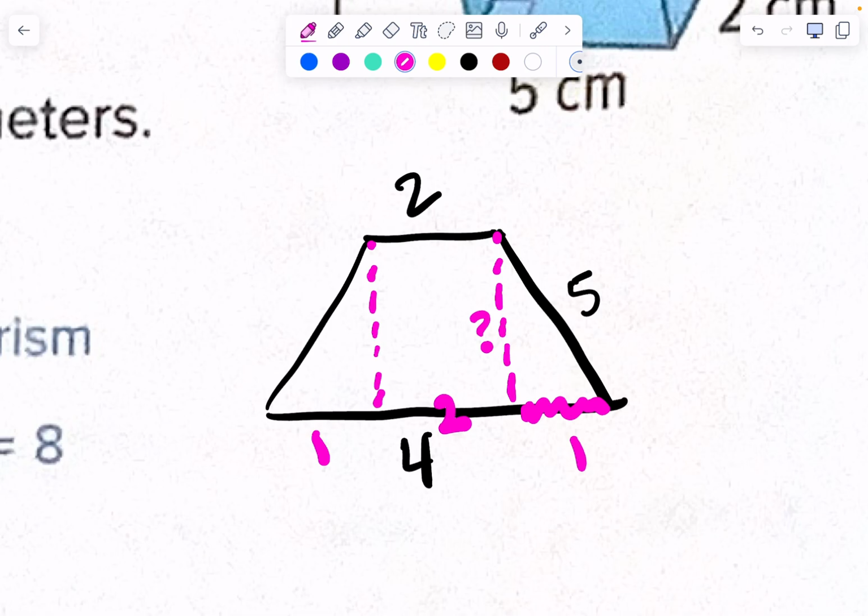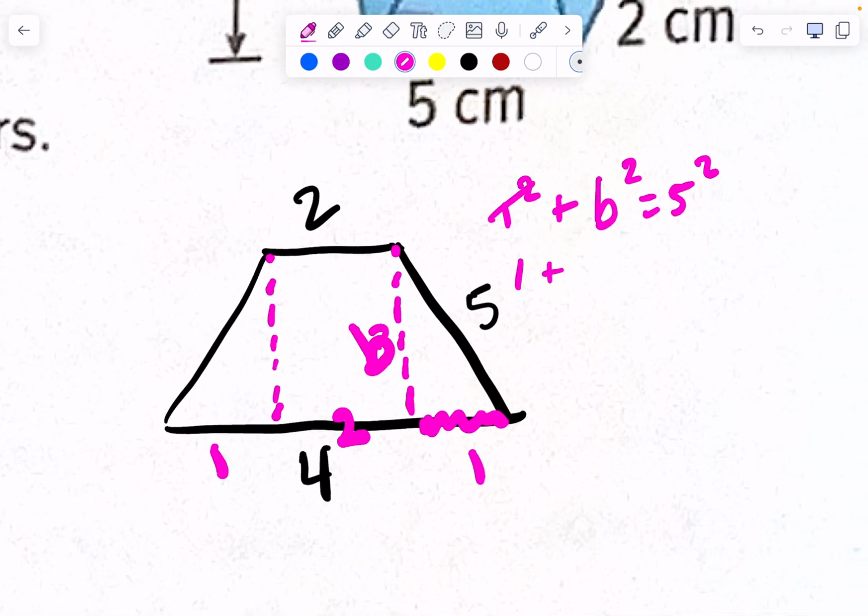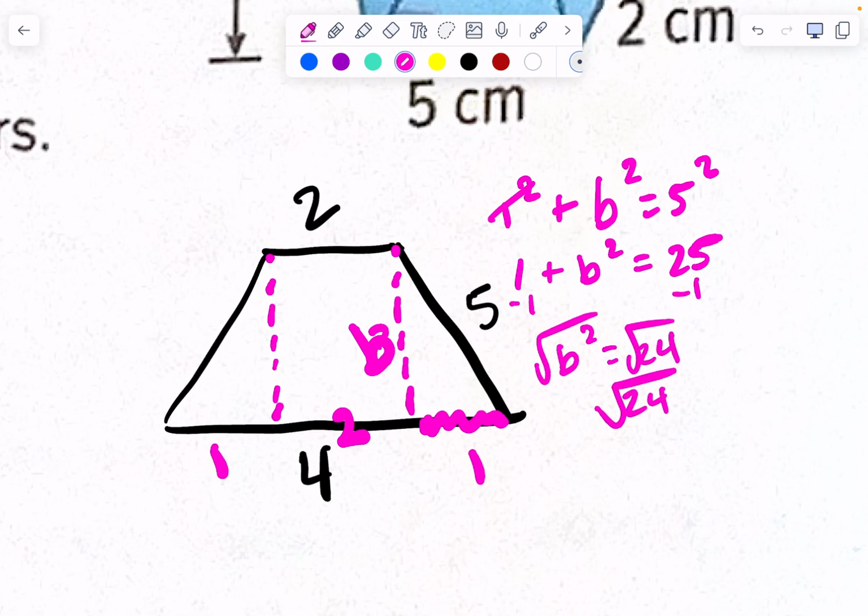You see how that's 1? Because this is 2. All right, so I've got 1 squared plus, let's call this b, b squared equals 5 squared. 1 squared is 1, 25, subtract the 1, I get b squared equals 24, and the square root of 24, whatever that is. What's the square root of 24? I don't know. You have to use a calculator. 4.89, we'll go 4.9. 4.9 is the height.